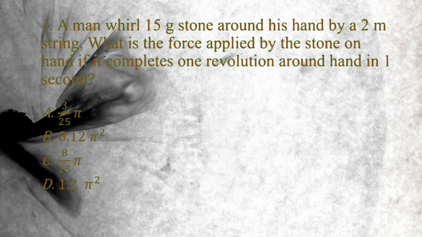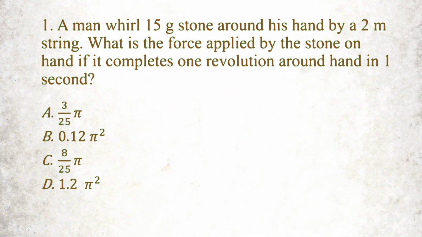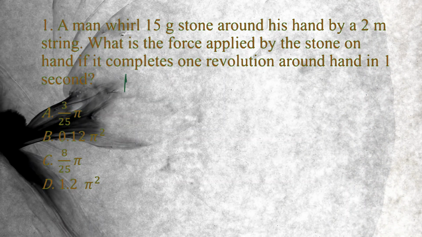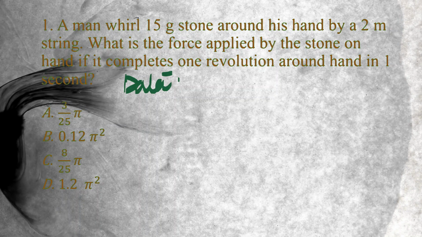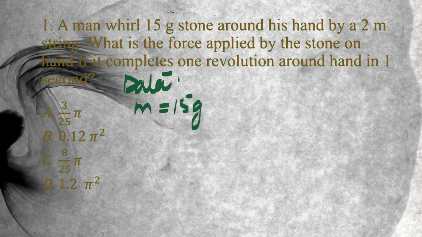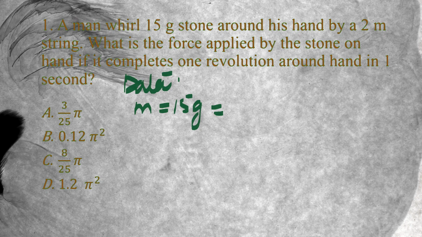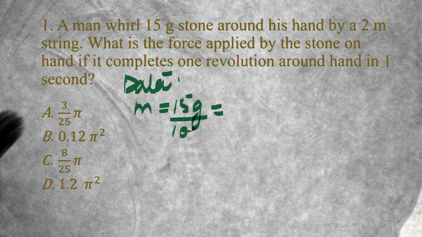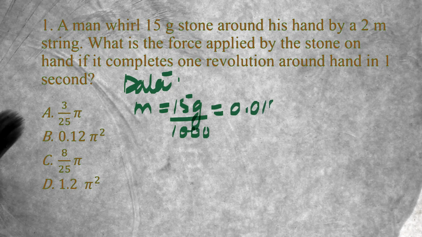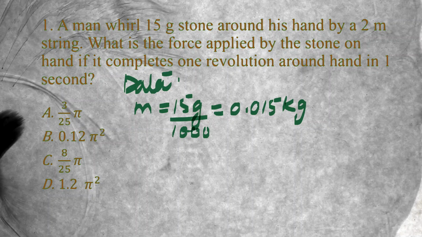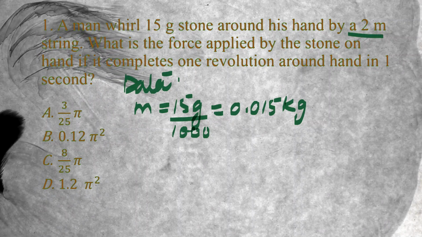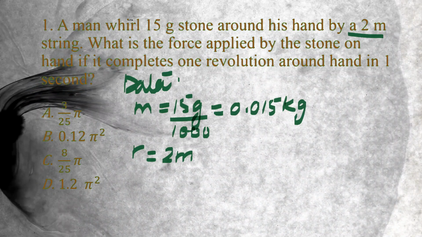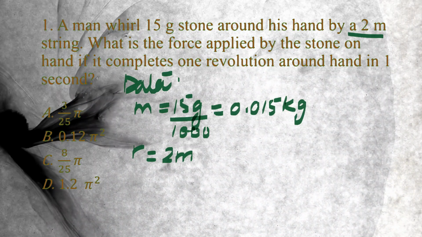Okay, so MCQ number 1: a man whirls a 15-gram stone around his hand by a 2-meter string. So if I make the data, the mass is given as 15 gram, and we convert it into kilogram. Why are we converting into kilogram? Because kilogram is the SI unit, so it will be divided by 1000, so it will become 0.015 kg. Okay, 2 meter, so it's the radius, 2 meter. What is the force applied by the stone on hand if it completes 1 revolution around the hand in 1 second?